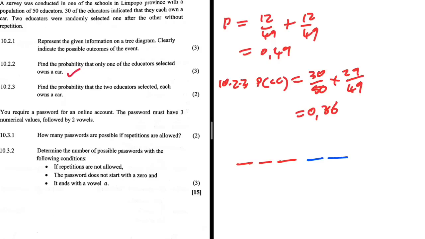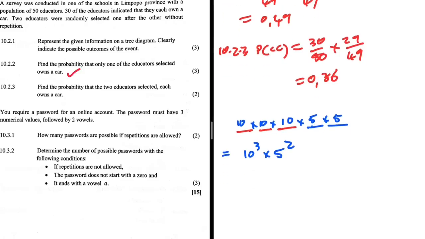Okay, so numerical values, we have 0 to 9, which is 10, right? So we can have one of the 10 numbers, one of the 10, one of the 10, and vowels, one of the A, E, I, O, U, one of the 5, not 6. So 5 multiplied by 5. So this is just equal to 10 to the 3 multiplied by 5 to the 2. Whatever that equals, you're supposed to put that in your calculator and get some answer. Right. That is 10.3.1. Let's take a look at 10.3.2.